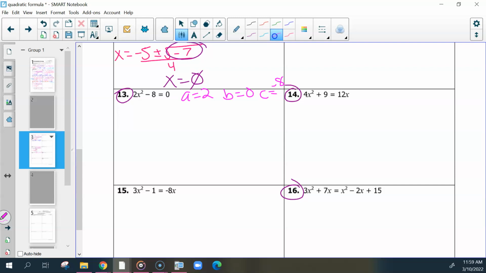So even though B is 0, or B is not there, we're still going to include it. We're going to use that 0 and still do this process and see what happens. So x equals negative 0 doesn't really make sense, but I'm going to write it because it was the formula. Plus or minus the square root of 0 squared minus 4 times 2 times negative 8, all over 2 times 2.